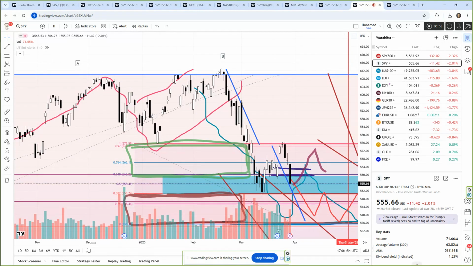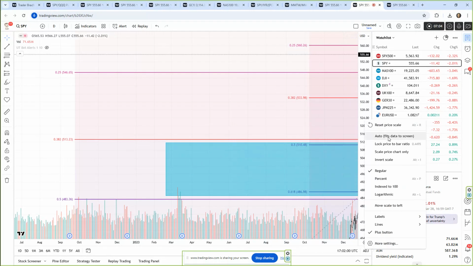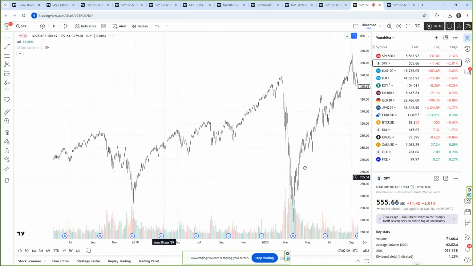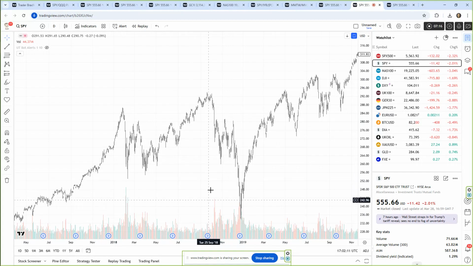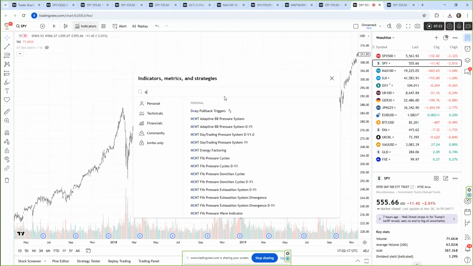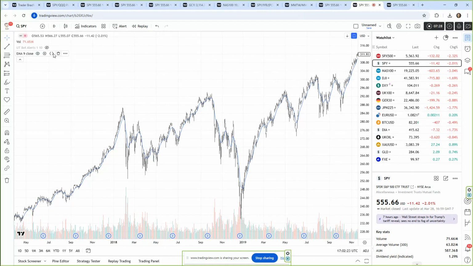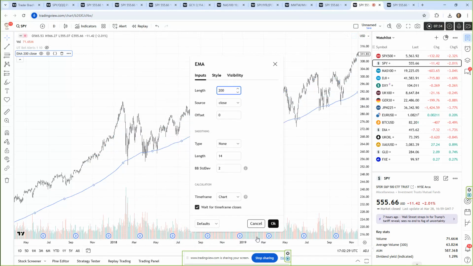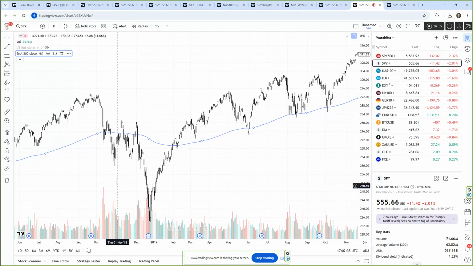Now, let's go take a look at the 2018 low. Okay, auto scale. There's 2018. I don't know exactly where you're talking about. Maybe over here. Let me add an EMA, an exponential moving average, and we'll set it to 200. So right here. This has got to be where you're talking about.